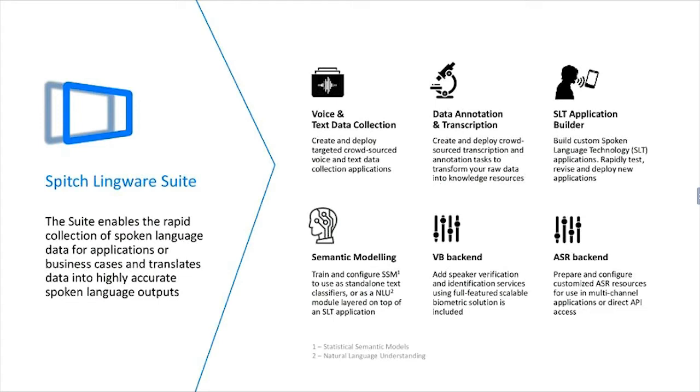We have data annotation and transcription. This is the phase of the process where we take those raw resources that we collect and we transcribe or annotate them so that they'll be in a format suitable for feeding into our machine learning systems in order to train those models that we spoke about.